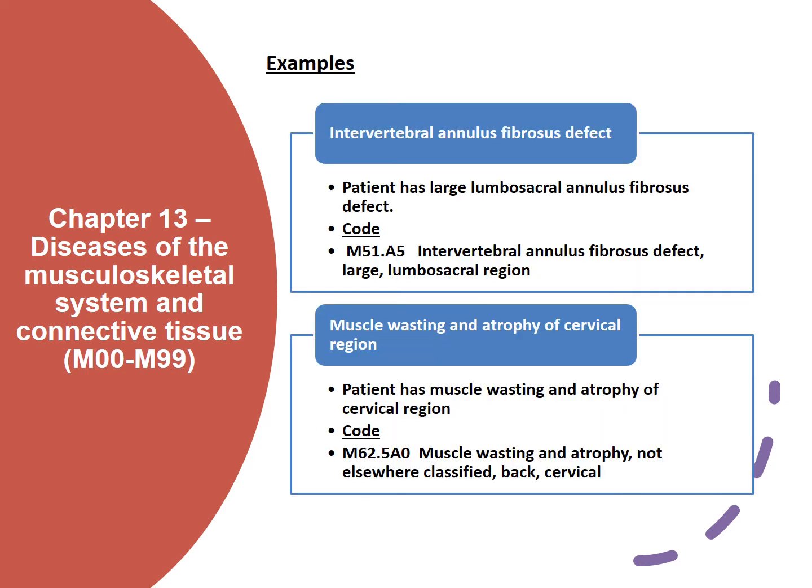Coming to the examples. Intervertebral annulus fibrosus defect of large lumbosacral region. Here the codes are classified based on the size of the defect and the region. Here the region is lumbosacral and the defect size is large. The code is M51.A5, intervertebral annulus fibrosus defect, large lumbosacral region. Next, the patient has muscle wasting and atrophy of the cervical region. It is a direct code, that is M62.5A0, muscle wasting and atrophy, not elsewhere classified, back cervical.